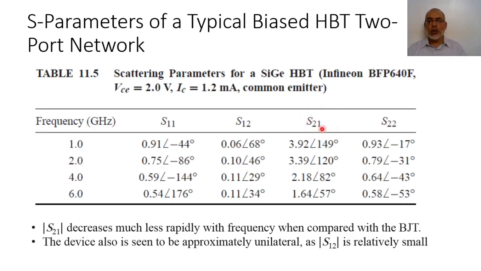Here is S21, which corresponds to the amplification. It is interesting to note that the rate of decay of S21 as a function of frequency is much less than the rate of decay of the homojunction bipolar junction transistor. Also, S12 is a very small value, which means that this device is still a unilateral device. So S21 decreases much less rapidly with frequency when compared with the bipolar junction transistor. This device is also seen to be approximately unilateral as S12 is a relatively small value.